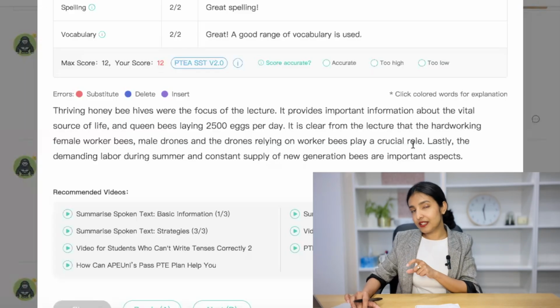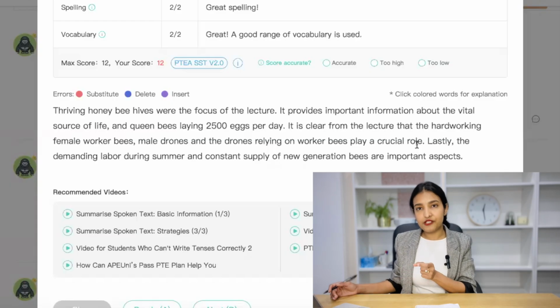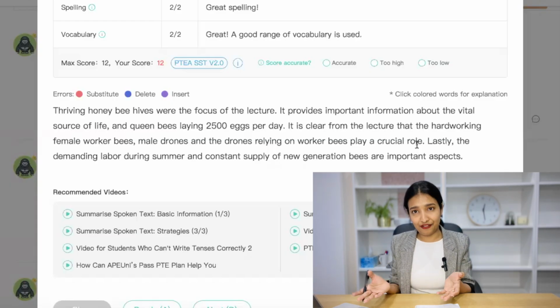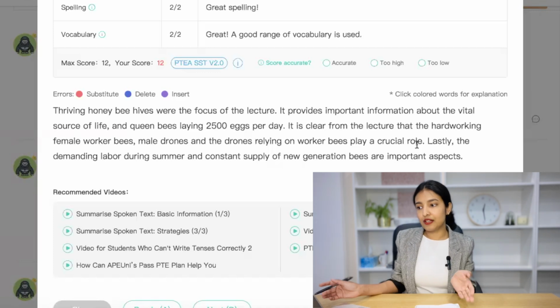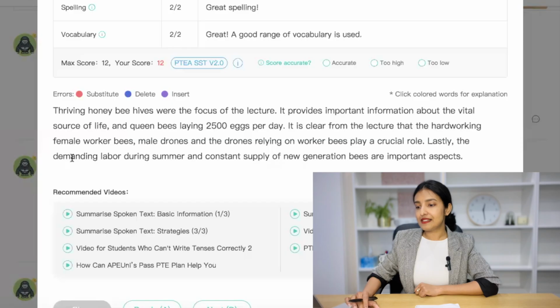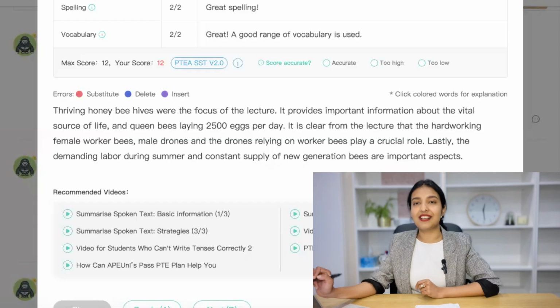Lastly, and actually in the template it is written play a crucial role in the current situation. What I did is I removed the current situation here because my word count was going above 70, so I removed some unimportant information because I had enough notes taken down. But if you don't have these many keywords, you can still continue with the remaining part, crucial role in the current situation. Lastly, demanding labor during summer and constant supply of new generation of bees are important aspects. Again, here also in the template, it says important aspects of the lecture. But again, because I had already reached 70 words, I removed the last couple of words. So this is all you have to do in summarize spoken text to get full marks.